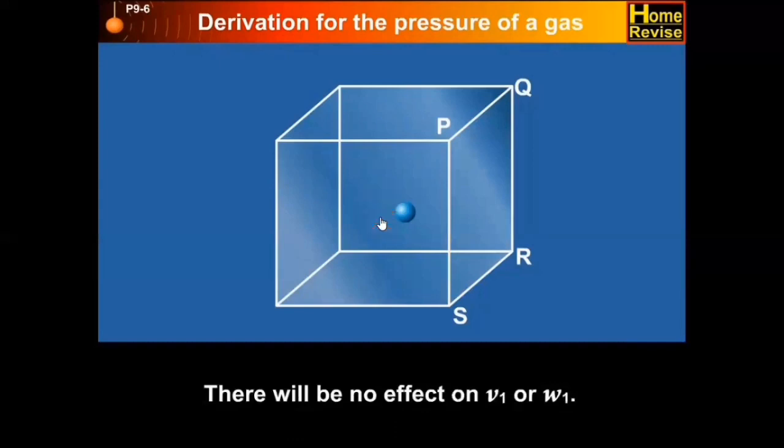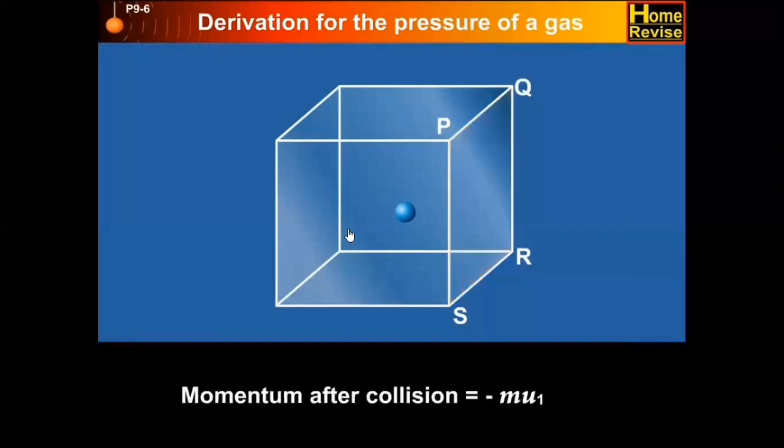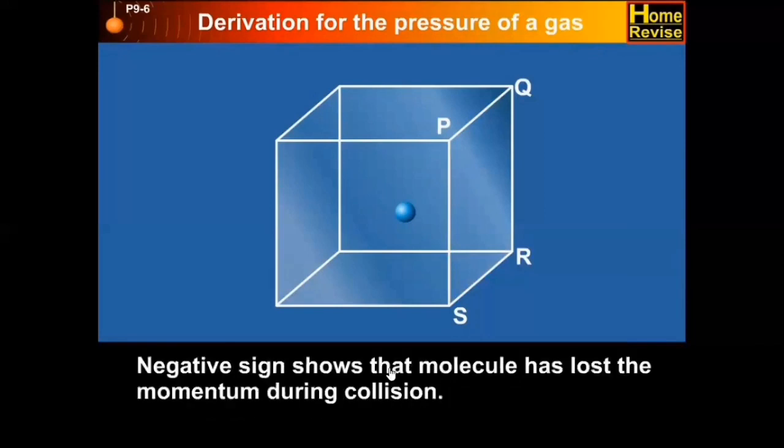You must know the first direction is opposite to the second direction. So with respect to direction, the second velocity must be minus u1 and the momentum is minus mu1, and the sign of the minus term is loss of momentum. So change of momentum is equal to last momentum minus initial momentum. So we can get minus 2mu1.